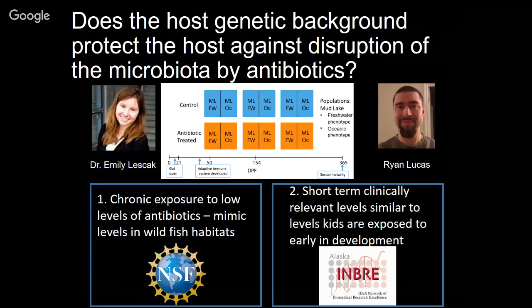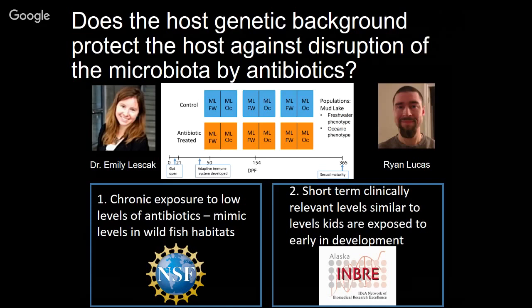And then we have our master's student, Ryan Lucas, who's working with Dr. Leskak on the low level of antibiotic exposure, but he also has his own funding through Embry to look at the short-term clinically relevant levels that are similar to the levels that kids are exposed to early in development. So Ryan is looking at a higher concentration of antibiotics, and how that affects the development of the fish, not the evolution. We're doing short exposures of high concentration of antibiotics to mimic what kids are exposed to.